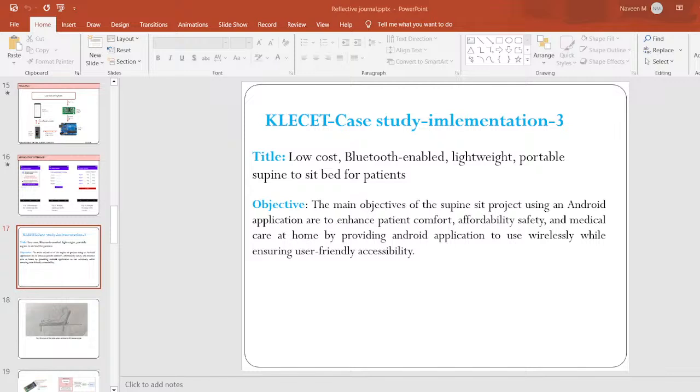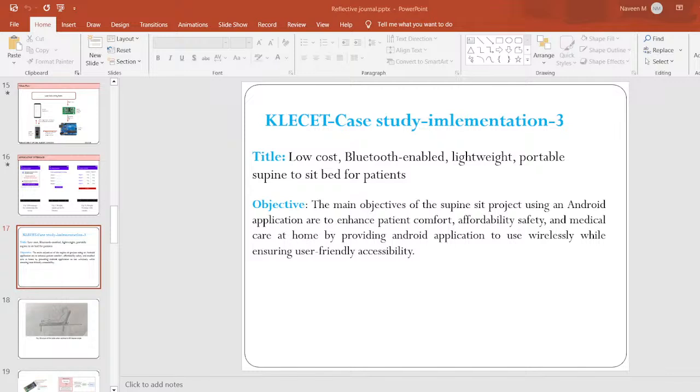So whenever there is a stroke patient, again there are 4 people who are required to make him sit and then have food, then again make that patient go back to the supine position, right? So instead of doing that, let us design a supine to sit bed through the linear actuator through the mobile phone.